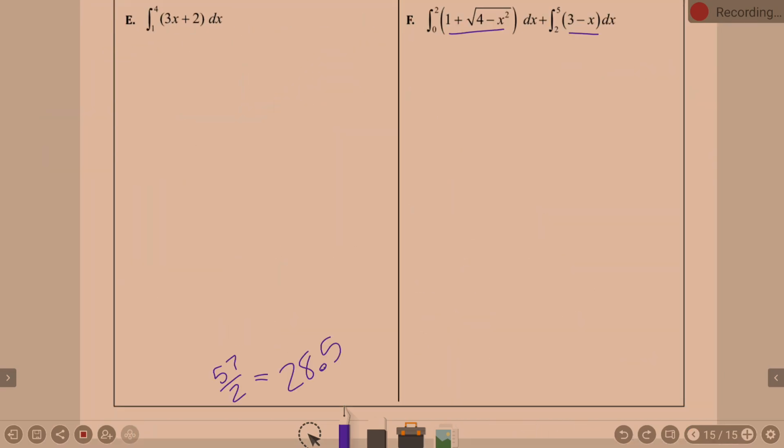What I can do on that first integral is I could split it into 2 integrals. And that would be a little helpful. I could say the integral from 0 to 2 of 1 dx plus the integral from 0 to 2 of the square root of 4 minus x squared dx.